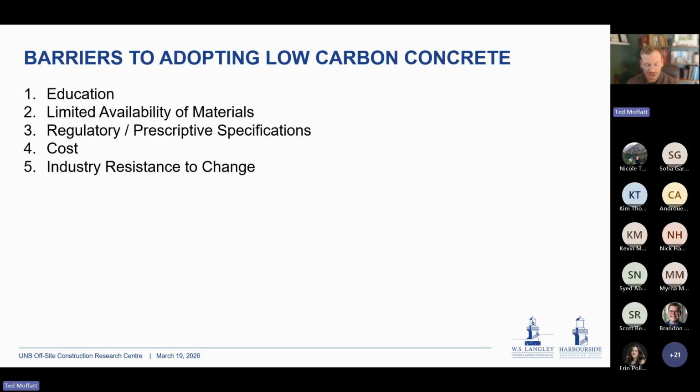Number 4 here is cost. I don't know what the accurate number is now, but it used to be that an EPD was in the range of $5,000. That's likely not true now. I'd imagine there's some sort of subscription basis for a lot of these companies to produce type 3 EPDs for you. But there are many suppliers that are often competing against other suppliers and obviously don't want to have that added cost.